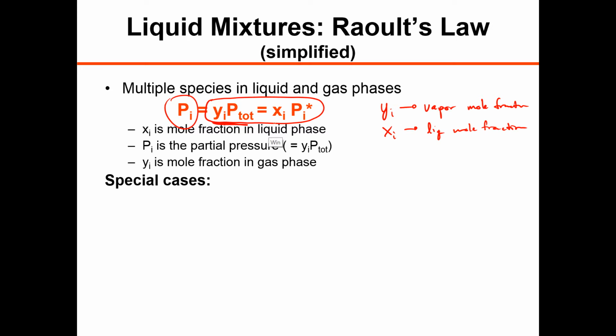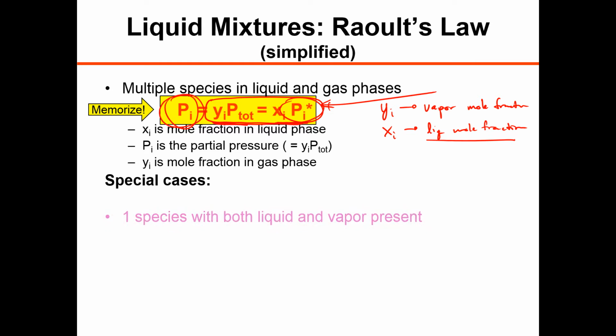Okay, and then when all those add up to the total pressure, this is Raoult's law here, this correlation, where you also say that the liquid mole fraction times the pure component vapor pressure for that species is going to be equal to its partial pressure. Okay, and so we want you to definitely memorize Raoult's law. This is a really, really important correlation.